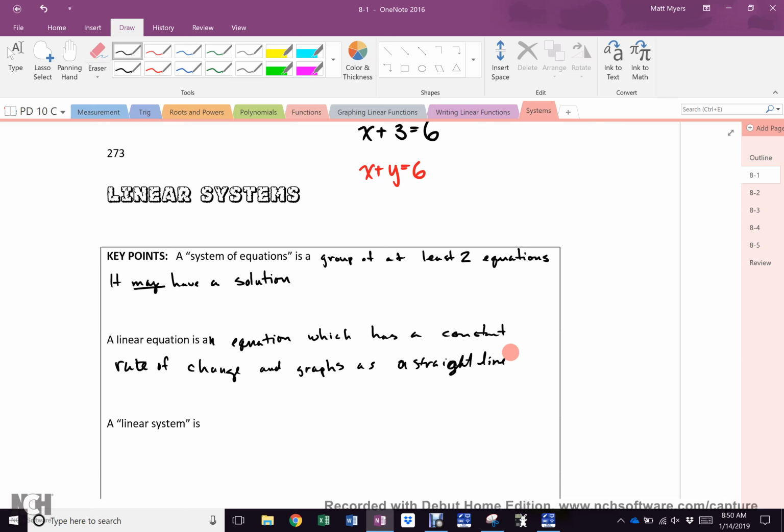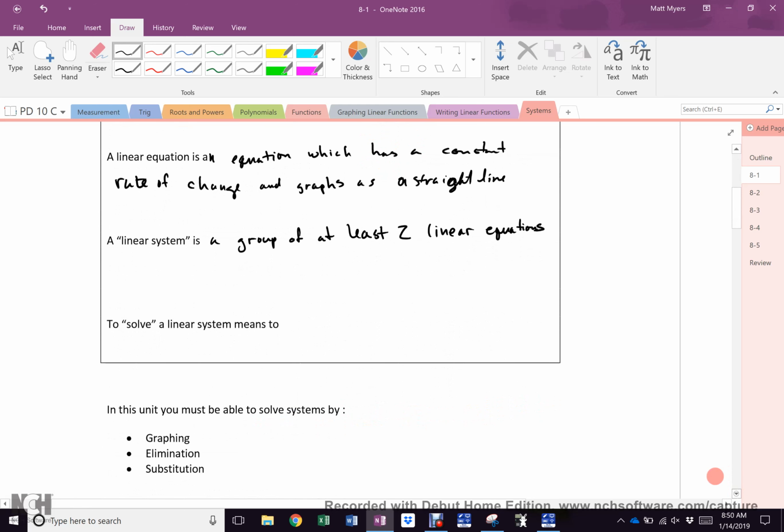So what then must a linear system be? When there's two equations that have a constant rate of change. Yes, a group of at least 2 linear equations. Everybody understands, right?